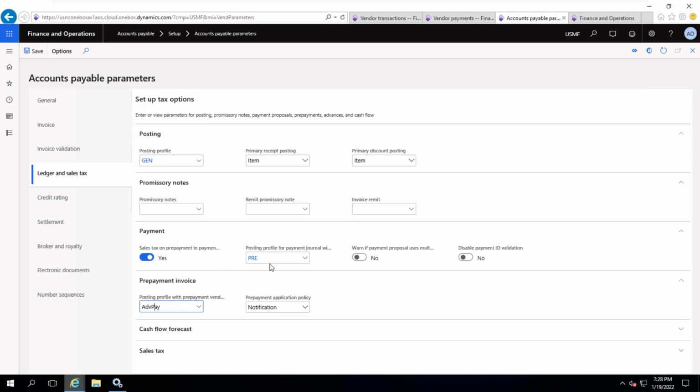This is only payment. At that time, I want different posting profiles. Whatever the ledger accounts, you can map inside. And this is prepayment invoice. Prepayment. Okay, these are the setups.